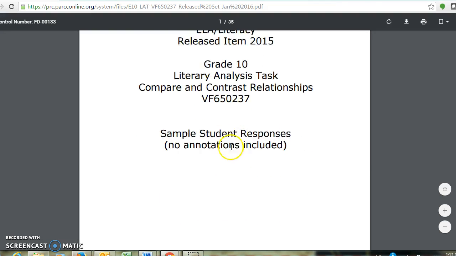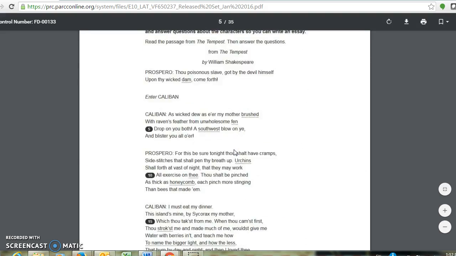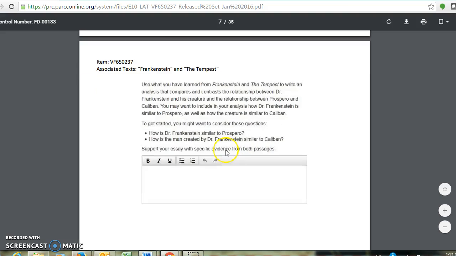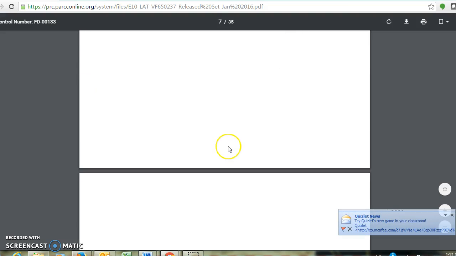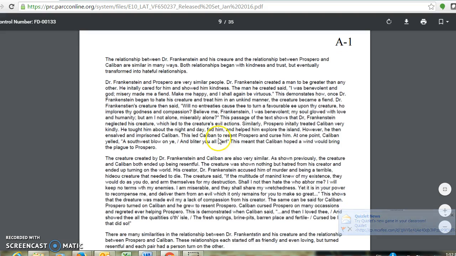Here I'm going to click on sample student responses, and now I'm going to look at some student responses that were written in response to that essay prompt. So you just scroll down, it gives you the essay prompt again. Here is the first essay. So you can read through this essay, you can see what the student did.